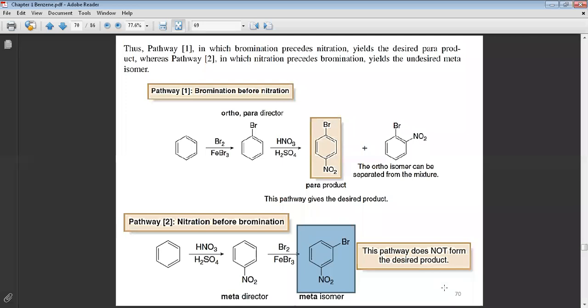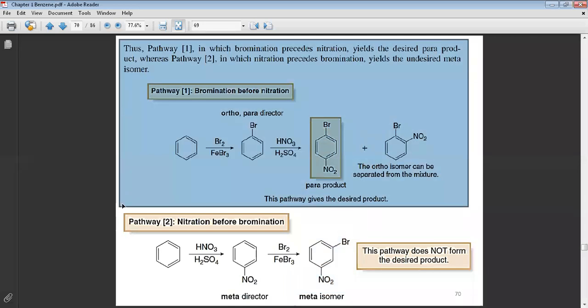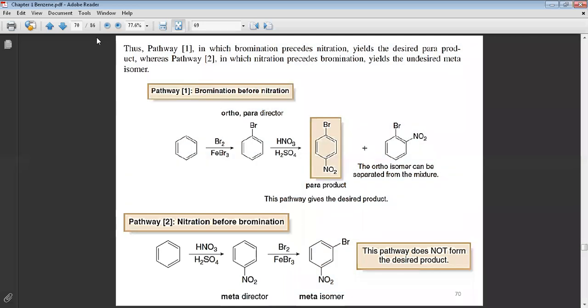Okay? What does this mean? You have to think about the orientation of the substituents. Okay? Do you understand this? 1 and 2? If you understand this, good. Because this is an easy example.